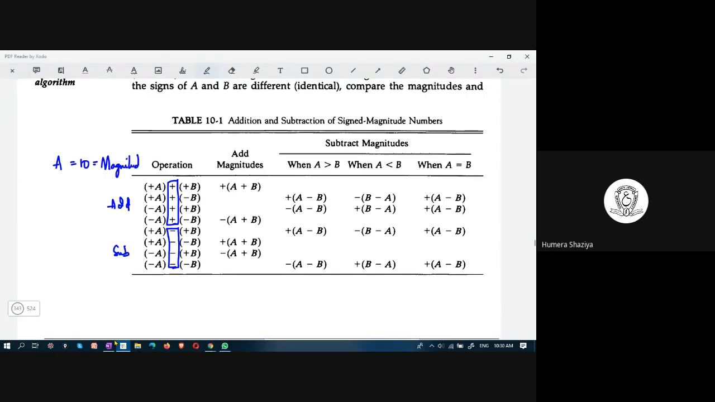The sign of this magnitude also has to be considered while performing the operation, and it also determines the sign of the result. When do you perform addition of the magnitudes and when do you perform subtraction of the magnitudes? When both the magnitudes are positive and there is a plus operation, you perform plus operation and the resultant gets plus sign.